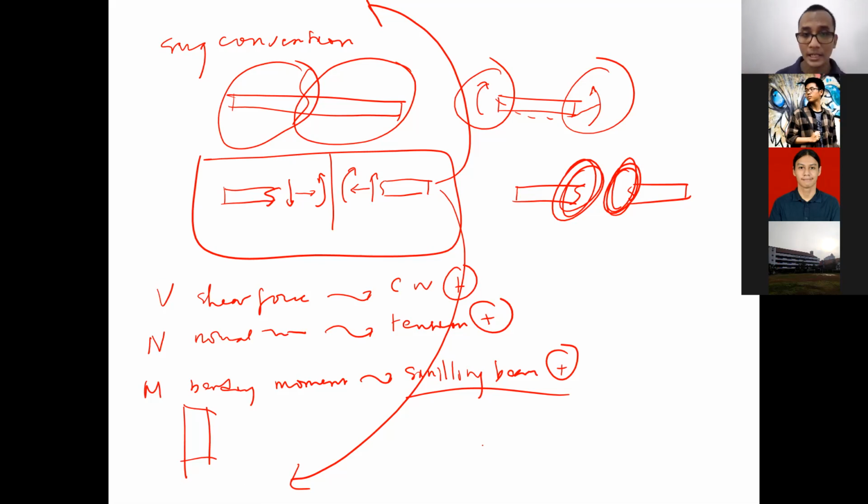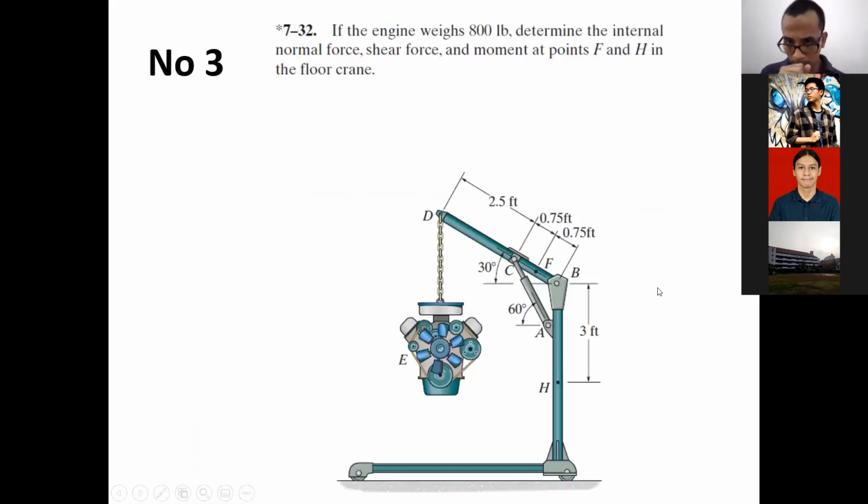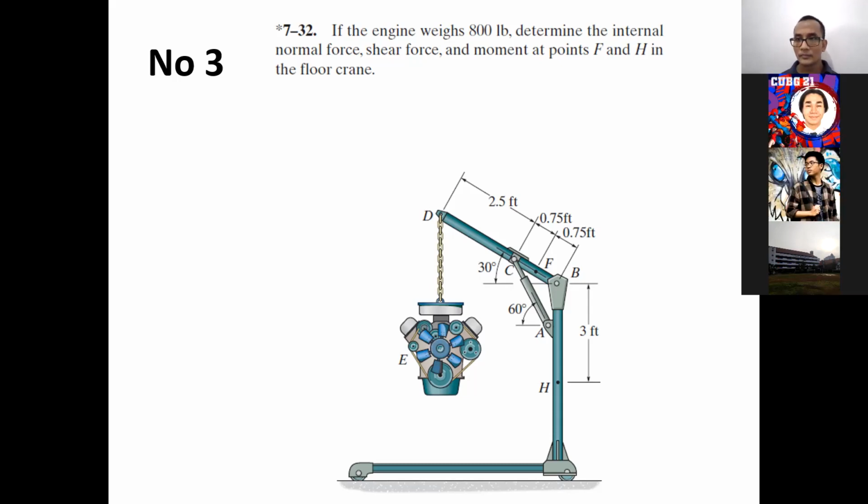Okay, kita lanjutkan ya. Untuk nomor tiga ini ada pertanyaan. Tadi yang nomor tiga yang bertanya siapa ya? Who asked for number three just now? I forgot. Me. Oh, Raffi. Okay.